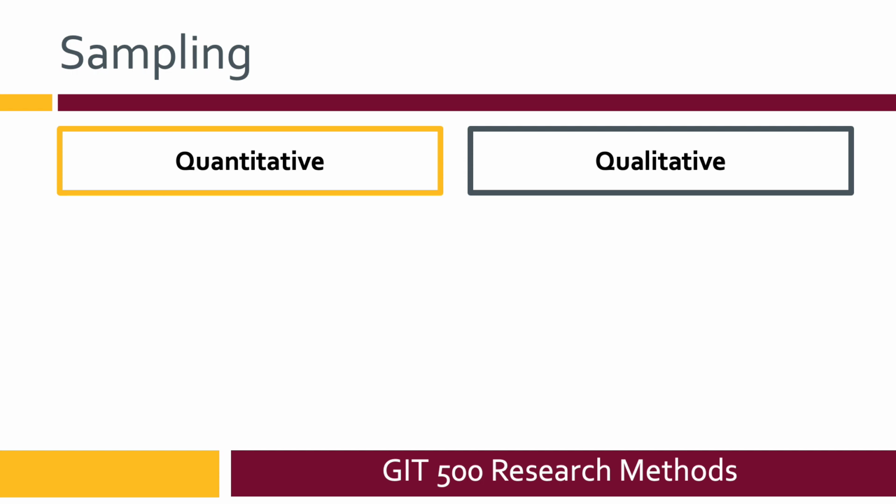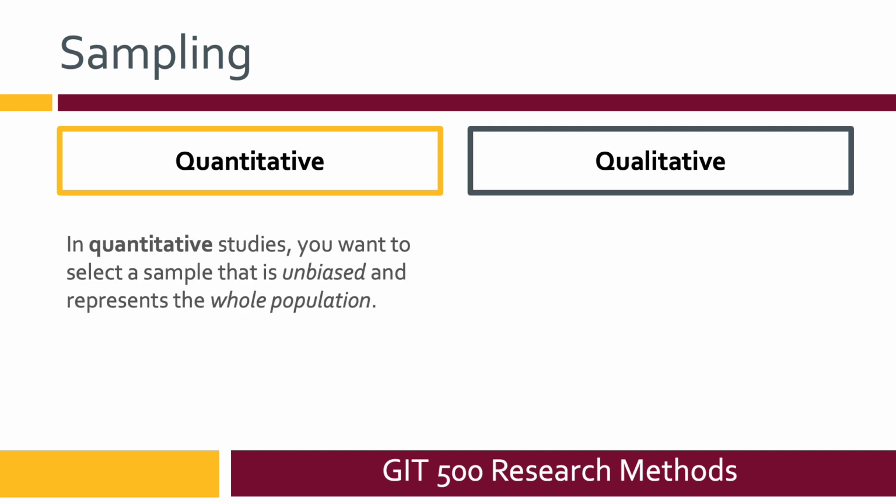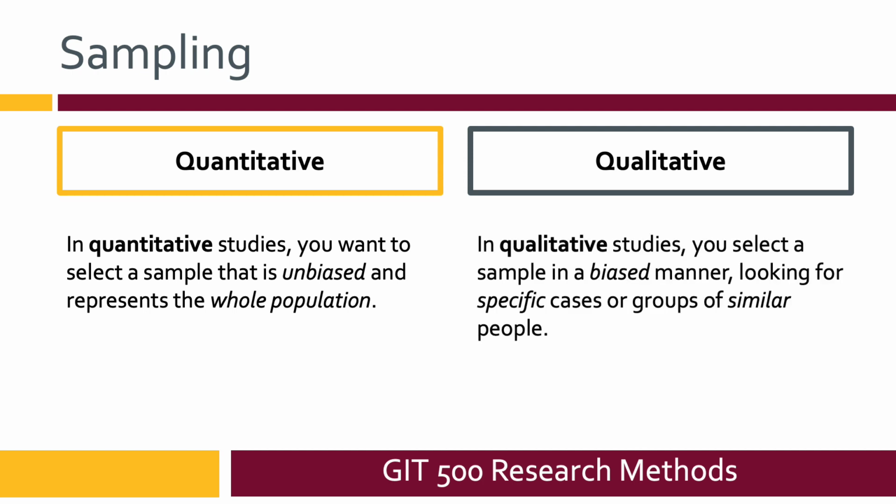There are different ways to sample based on quantitative or qualitative research approaches. In quantitative studies, you want to select a sample that is unbiased and represents the whole population that you are studying. In qualitative, you actually sample in a biased manner because you are looking for specific cases or groups of similar people.